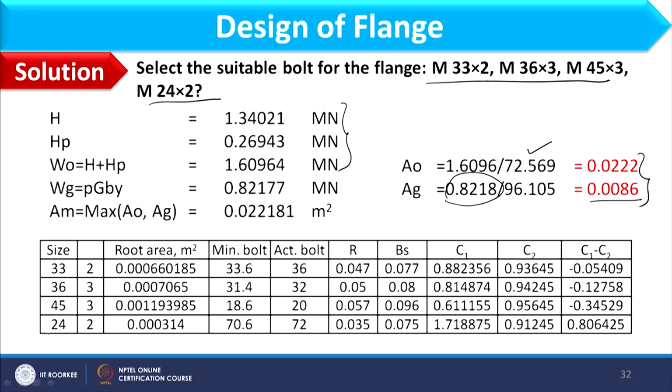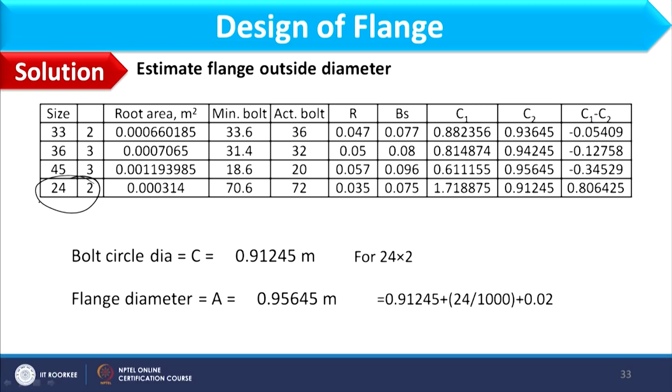Okay, and then considering this bolting area and root area corresponding to these bolts, I can calculate minimum number of bolts as we did in the last example. Now, the next multiple of 4 of all these values are given here. Then R and BS I can see from the bolt table, and then considering these values we can calculate C1 and C2, and the difference of C1 and C2 we can find, which is found positive and minimum for 24 into 2. So 24 into 2 can be chosen as suitable bolt or optimum bolt, and corresponding value of C2 I can choose as bolt circle diameter, which comes out as 0.91245 for 24 into 2 bolt.